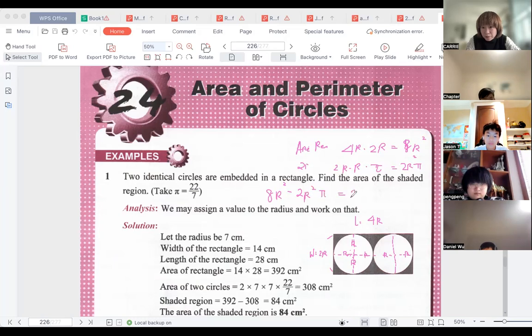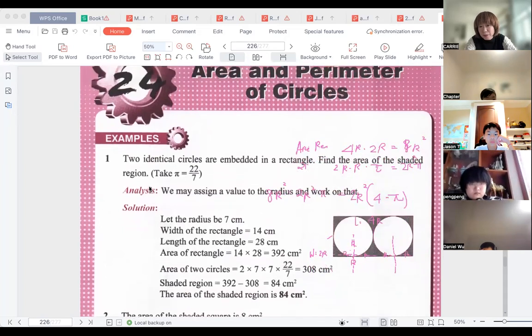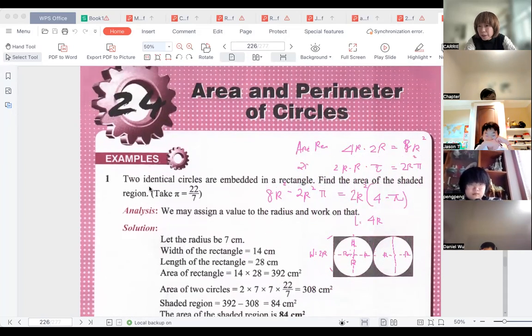So what is common? 2 and r squared. We can take them out. So it equals 2r squared times (4 minus pi). For this question, since the question doesn't give us the radius, the answer stays in terms of r. I don't know why they said let the radius be 7, but the question doesn't tell us, correct? It doesn't matter. Understand, Jason? You can just plug in r equals 4, r equals whatever. The question changes, the answer changes. Get it, Daniel? Get it, Ping Ping? Get it, chapter?